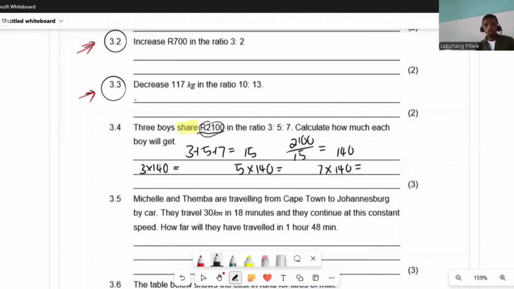For the first one, how much do you guys get? It's just 420. The second one? 700. Last one? It should be more than 700. 180.